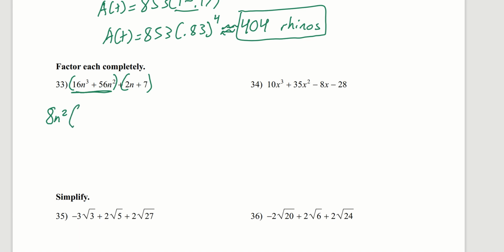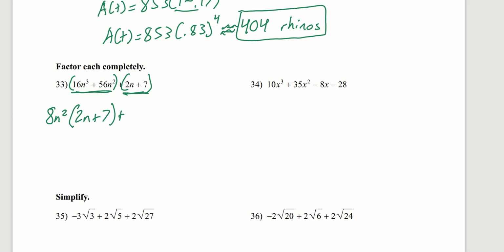And then I would start parentheses, and I would write what's left over if I divided 8n squared out of both of these. Well, if I did that, the first term would now say 2, and I would just be left with a single n. And then on the second term, the n squareds would be taken out, and then I would just have 56 divided by 8, which is 7. Then I move to the second group here, same kind of idea.